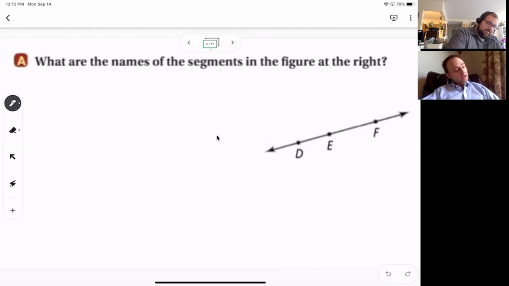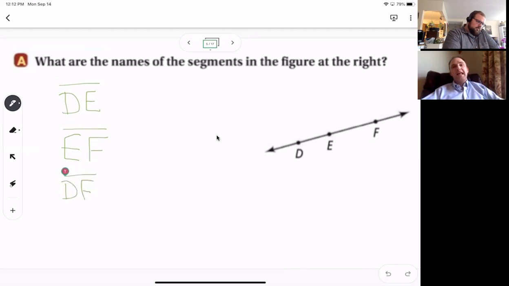Okay, we're going to go. We have segment DE, segment EF, segment DF. That's it, right, Mr. Carlson? That's it. The only other thing we could do is if we flip the order of those around, those would all still be okay. So we could have FD, FE, or ED, and all of those would be fine as far as names for segments.